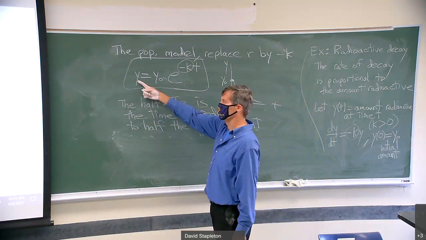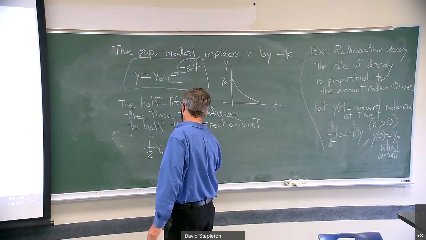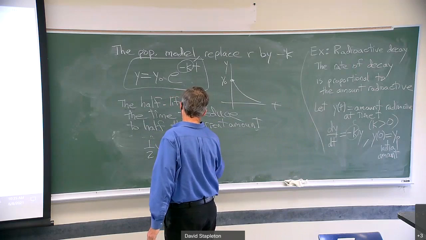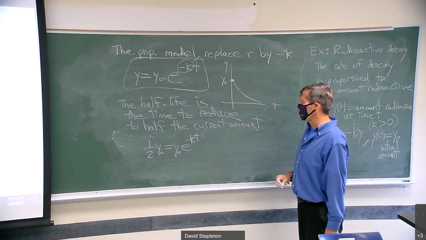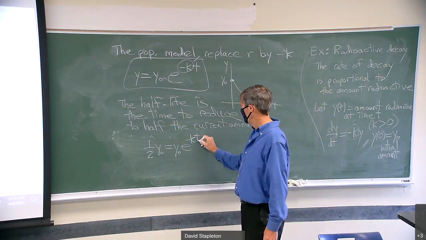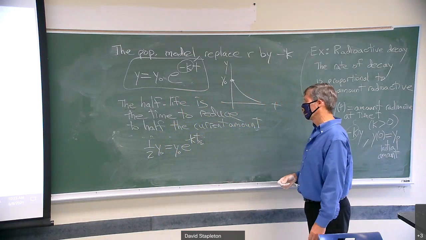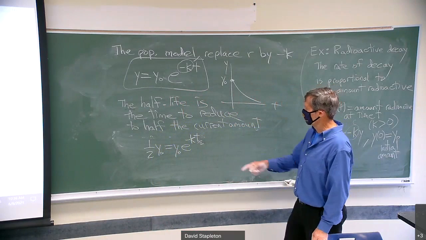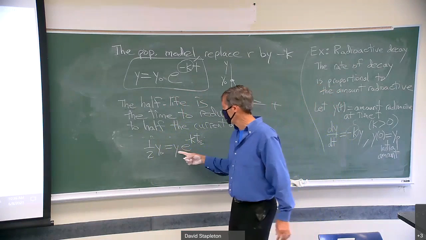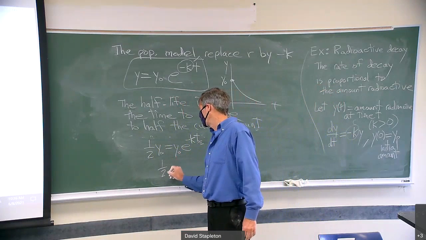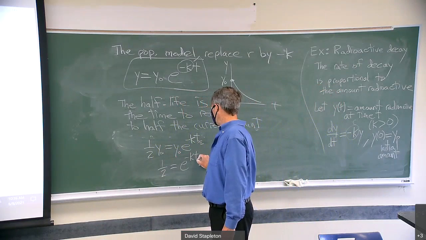Well, you just put a half y0 in for y, right? So you put a half y0 equals y0 e to the minus kt. And whatever t comes out to be will be the half-life. So we'll just call it t 1/2 or something. I forget what I call it in the notes. So you just have to solve this equation, and whatever t 1/2 is, that's the half-life. Well, both sides have a y0 in here, so divide by y0 and you get 1/2 equals e to the minus k times t half-life.